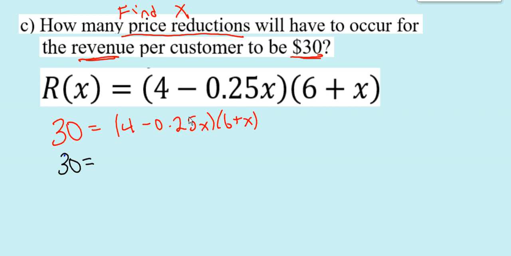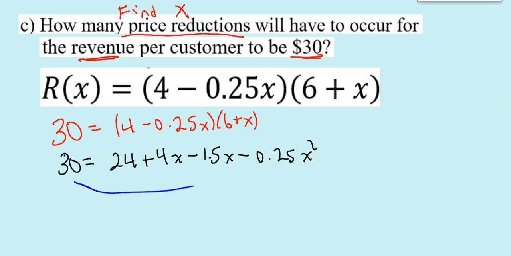So what I have to do is a bunch of algebra. We would need to actually multiply these two factored brackets together using FOIL. So I'm just going to start that process. 4 times 6 is 24. 4 times x is positive 4x. Negative 0.25x times 6 is negative 1.5x. And then negative 0.25 times positive x is negative 0.25x squared. And then if I now subtract 30 from both sides, in other words, you might call that moving 30 over, I'll have 0 equals. And once I have 0 equals, I'm ready to start considering what else to do.